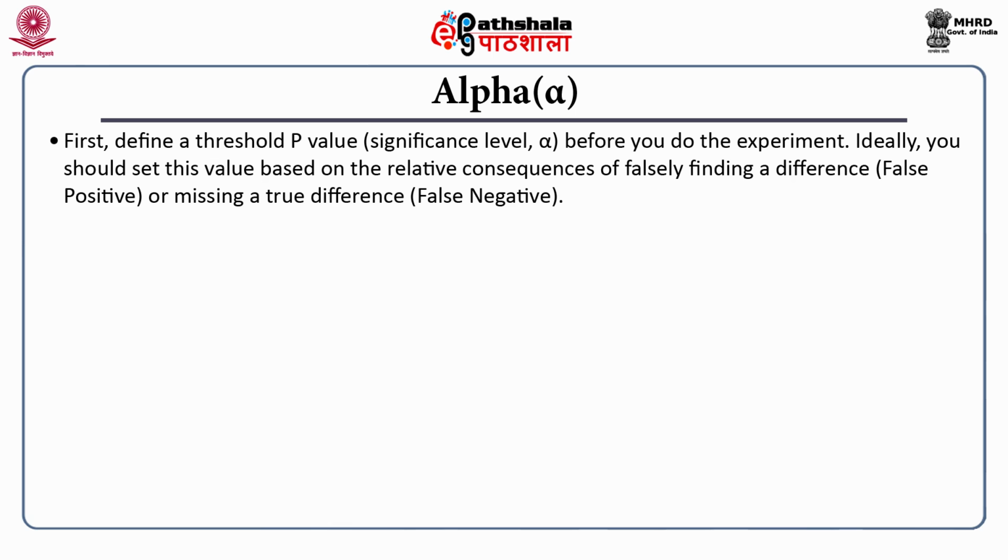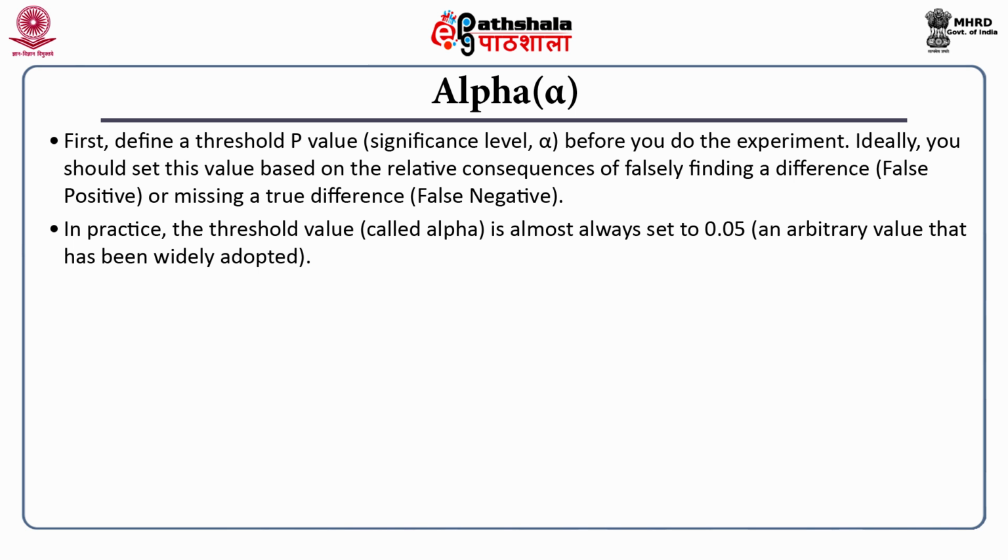First, we have to define the threshold p-value, also called the significance level or alpha, before you do the experiment. Ideally, you should set this value based on the relative consequences of falsely finding a significance, that is a false positive, or missing a true significance, a false negative. So the significance level alpha is chosen based upon your tolerance for false positives. The alpha is directly connected to the false positive. I'll explain how this connection works later. In practice, the threshold value alpha is almost always set to 0.05. In the earlier module, I explained that a 95% confidence level is used for the confidence interval.